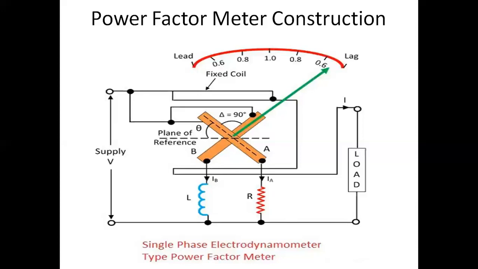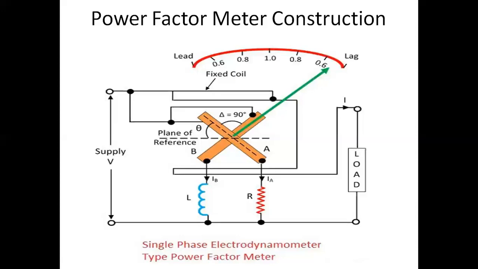And due to the action, there will be an interaction of the force on conductors A and B, and how much torque is generated will vary with the power factor. Either it will lead or it will lag. Depending upon that factor, the pointer will move and show you the direction of the moving pointer.